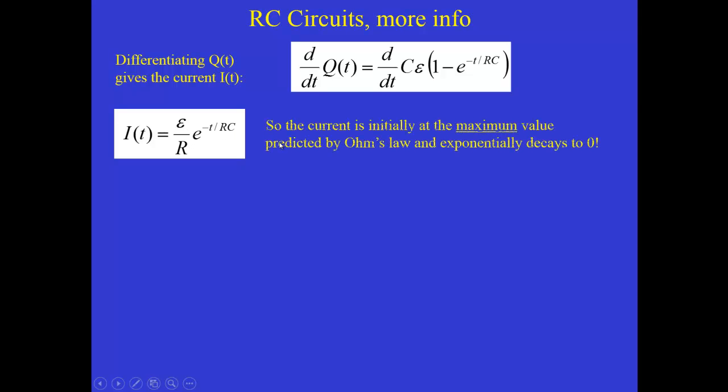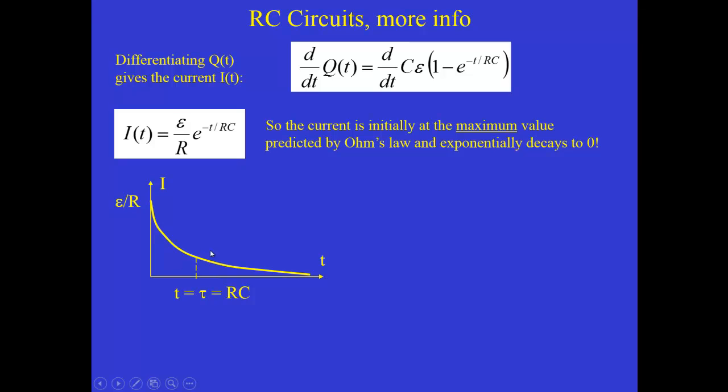And this is also useful to plot. And notice what it tells us. Initially, at time t equals 0, the current has a maximum value of epsilon over r. Think about it. In our original circuit, when we had the resistor and the capacitor, well, that would be the current you would get if you simply took the capacitor out of the circuit and simply had a voltage epsilon applied to a resistor R. So initially, the current is at the maximum value predicted by Ohm's law, and then as time goes on, the current exponentially decays towards zero.